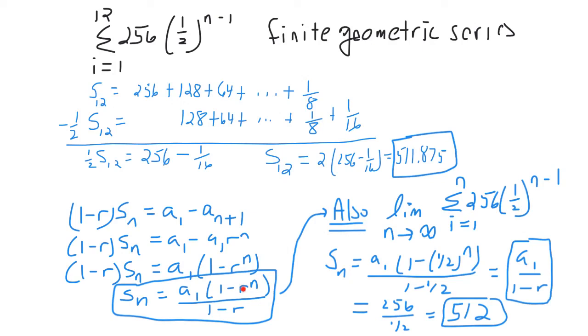Notice that if the r value is a fraction, like 1/2, and I take it to a really large power, a half to the millionth power, or to the infinite power, that becomes 0 whenever that's a fraction. So really my numerator is just a sub 1 times 1 over 1 minus r. I have a shortened formula that I can use when r is a fraction to find the sum of an infinite geometric series, which in this case is 512.